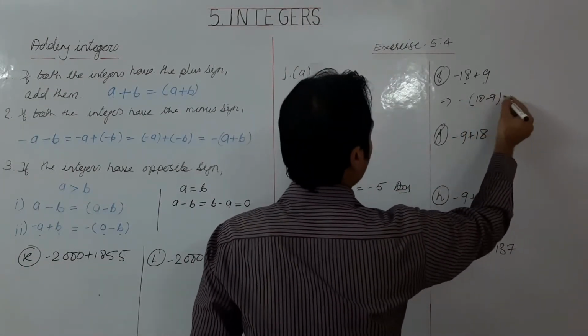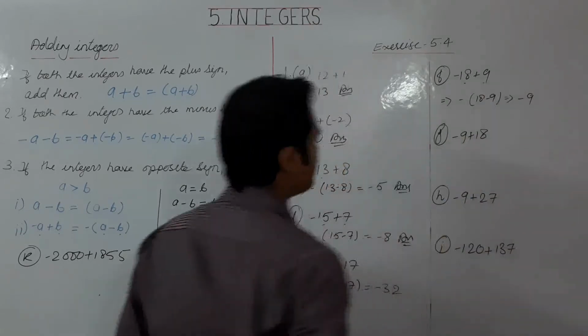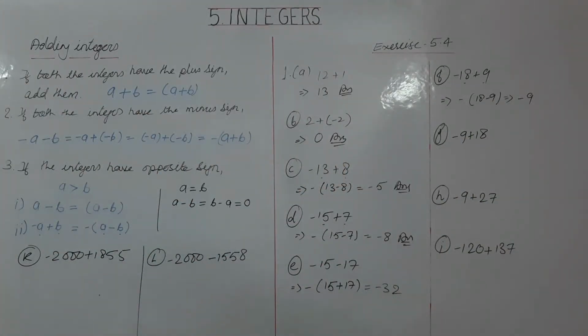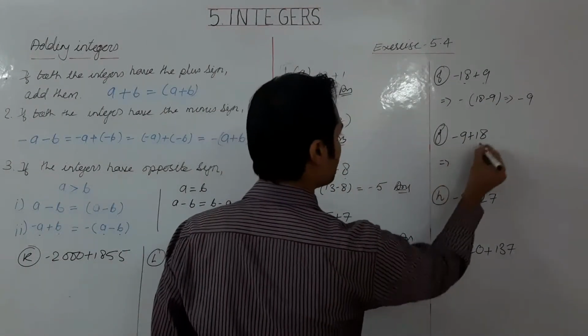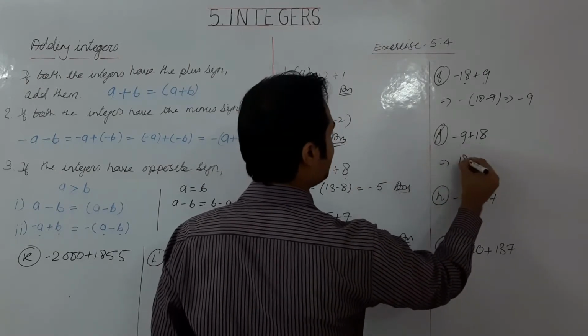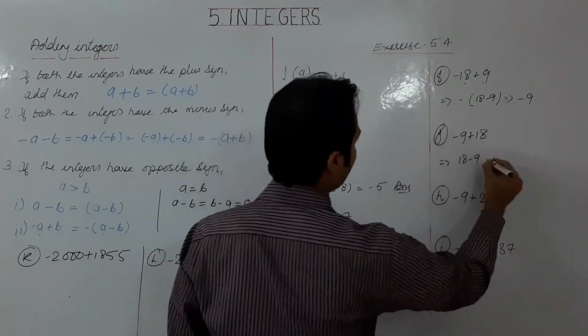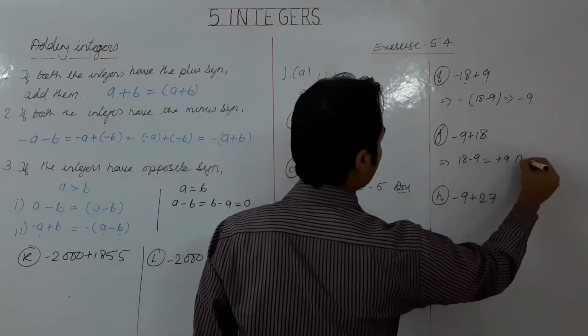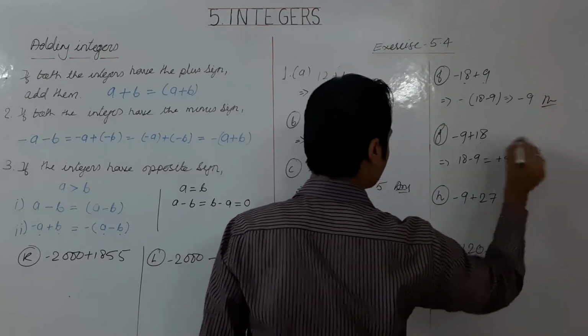And the total is 18 minus 9, which is 9 with a negative sign, minus 9. The next one, 18 minus 9. So we can write 18 minus 9 also, and 18 minus 9 is 9 or plus 9. So this is the answer.